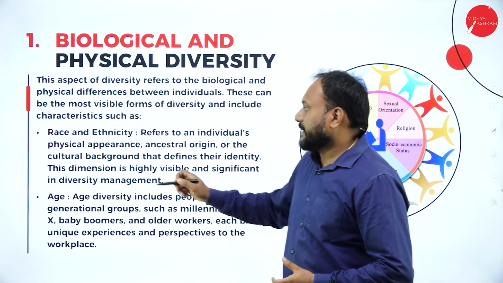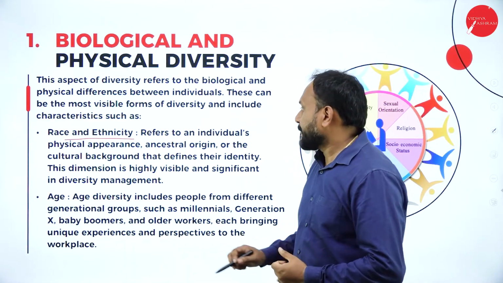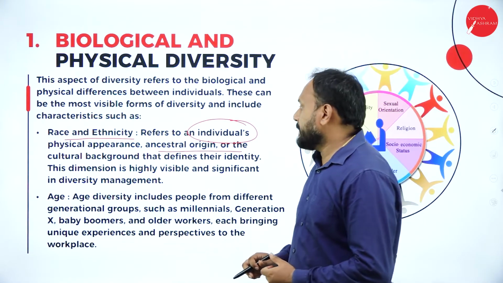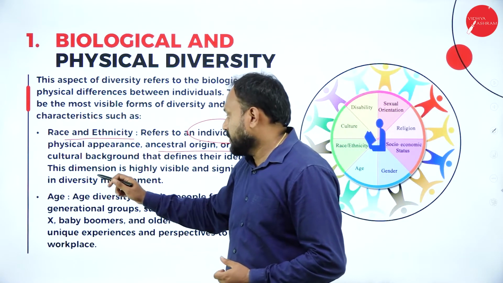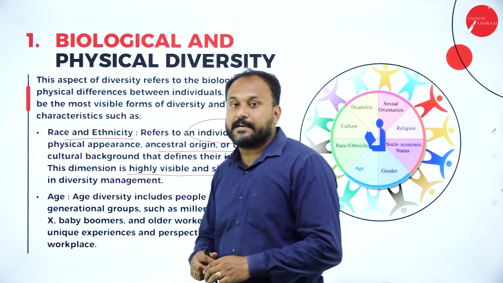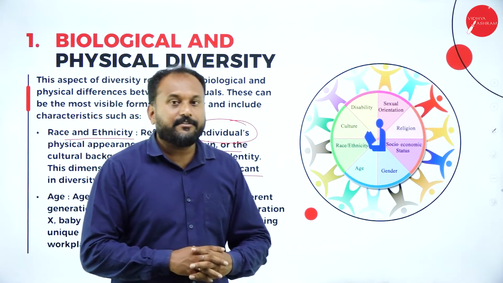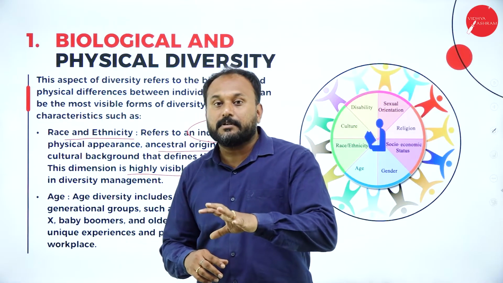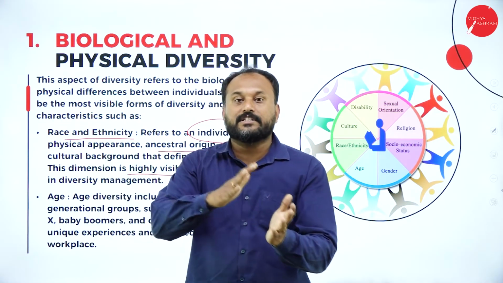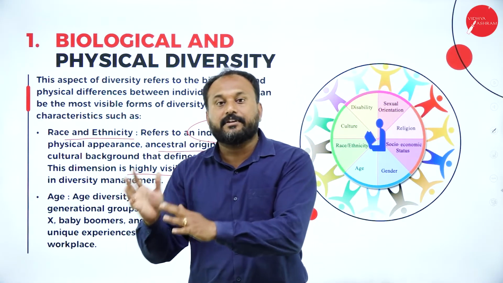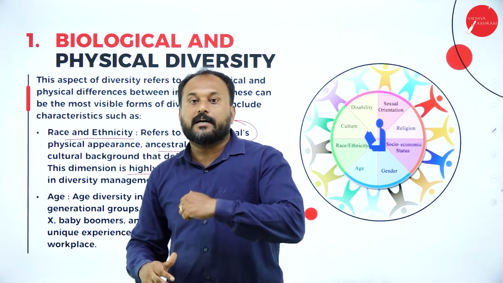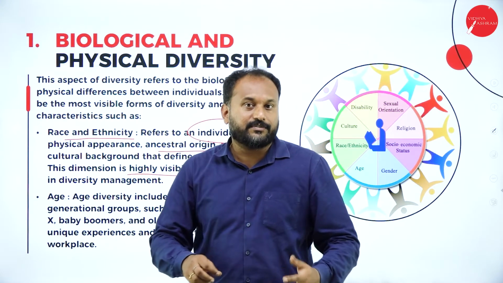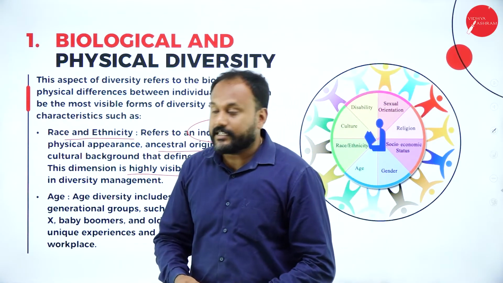So the first one here is race and ethnicity, where they are born. It refers to individuals' physical appearance, ancestral origin, or the cultural background that defines their identity. This dimension is highly visible and significant in diversity management. See, whenever you see anybody, you can identify where exactly they are born and brought up. Born is fine, brought up is now a problem, because somebody is born in Kenya but they are living in USA. But still you can identify whether they are Africans, mulattoes, Americans, or from any other place. The reason is cultural management will go with the diversification where the ethnicity and the race will be counted.